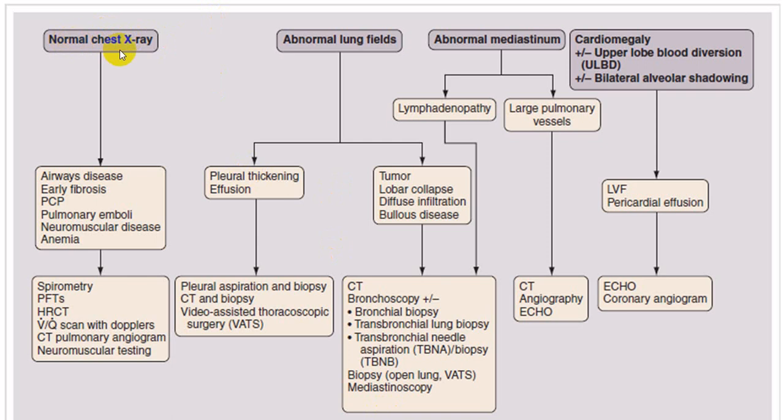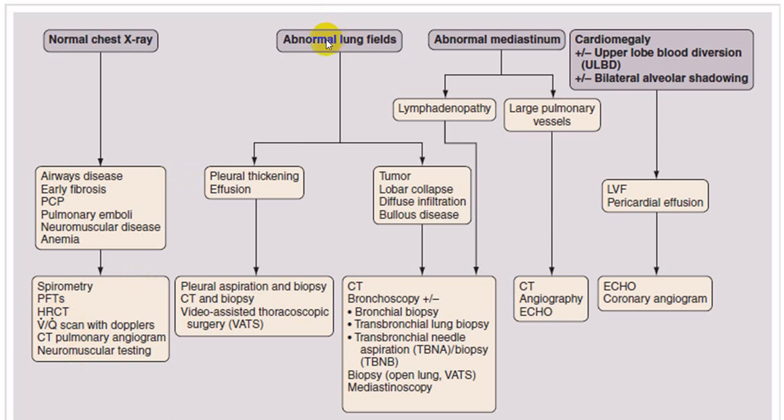If there is a normal X-ray chest, think of airway disease, early fibrosis, pulmonary embolism, neuromuscular disorders, anemia. If you suspect that, you go for spirometry, PFT, HRCT, VQ scan, CT angiography, neuromuscular testing.